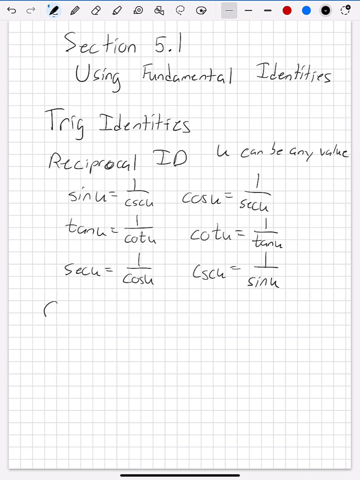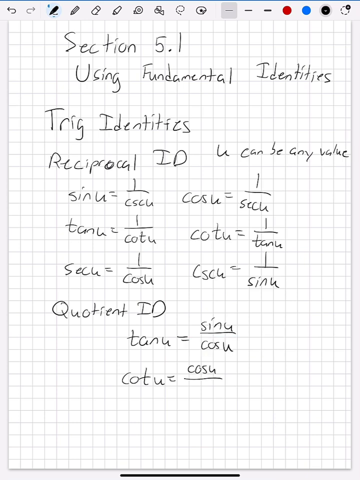All right, and then we have the quotient identity. Let's say that I misspelled quotient. So we have the quotient identity, and that says that the tangent of u is equal to the sine of u divided by cosine of u. And then cotangent of u is equal to cosine of u divided by sine u.